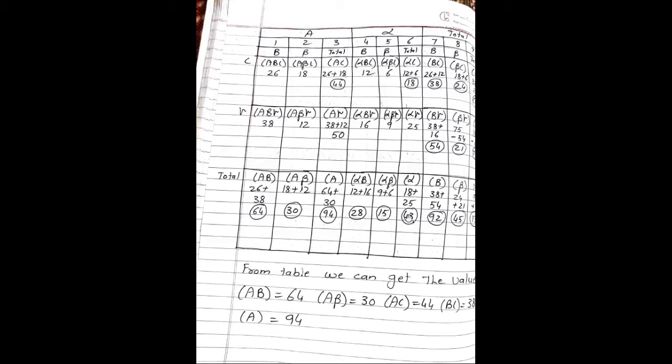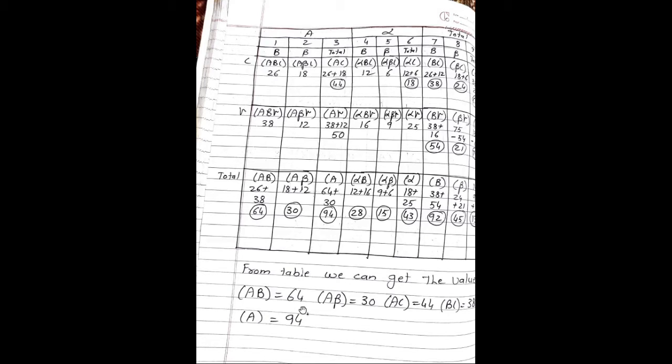18 plus 25 is frequency of alpha. Now we know that frequency of class A and frequency of class alpha will give you a total frequency, that is N. So this way we can calculate the remaining values. So from the table we can get the values.